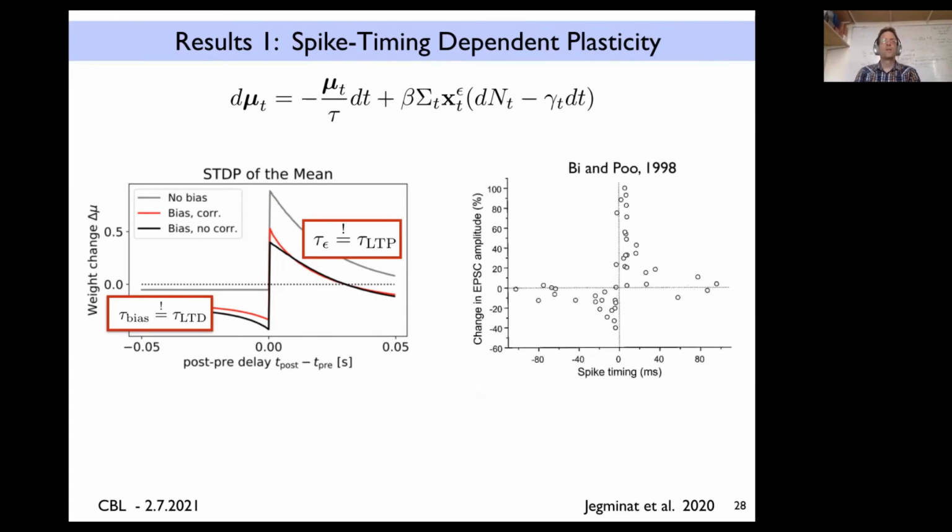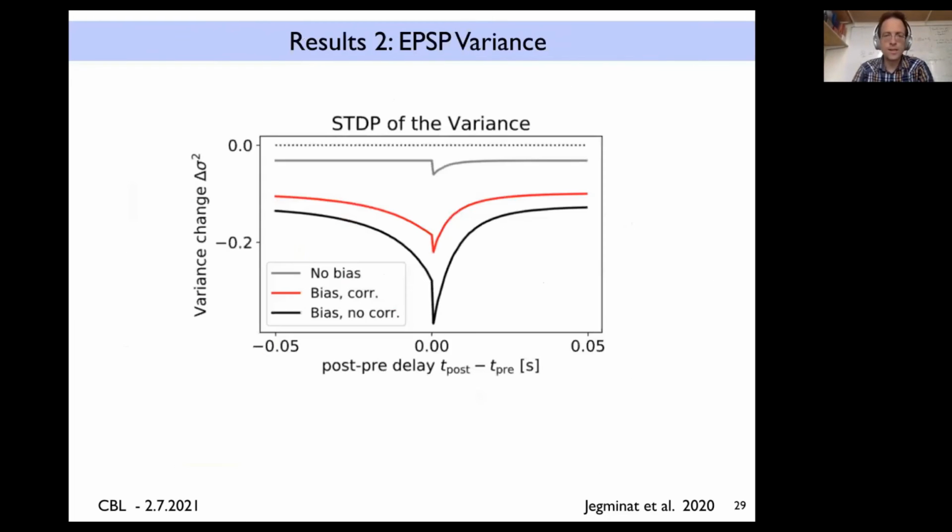Okay, and this nicely matches experimental results that many of us know: if a presynaptic spike is before a postsynaptic spike, you have potentiation. If the timing is reversed, you have depression. So in this sense, the synaptic filter is consistent with spike-timing-dependent plasticity.